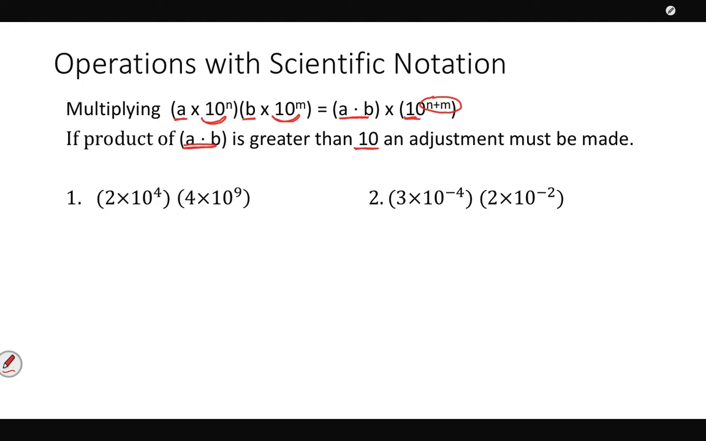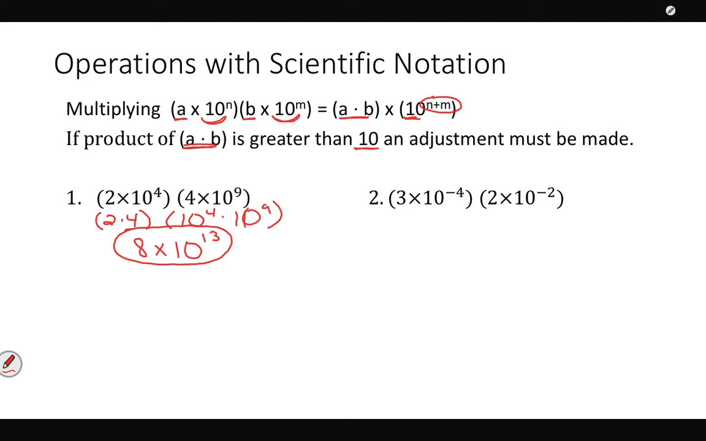So here are a couple of examples. So we group the 2 times the 4. We group the 10 to the 4th times the 10 to the 9th. 2 times 4 is 8 times 10. We add those exponents. 4 plus 9 is 13. 8 is between 1 and 10, so no adjustment needs to be made. And there's my final answer.